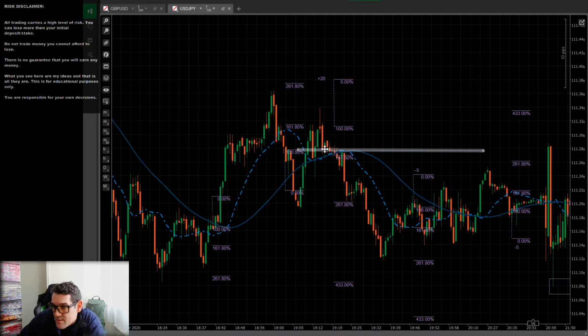I think I mentioned several times that I would like for this system to have a filter of at least risk 1 to gain 3 or risk 1 to gain 4 or something like this.